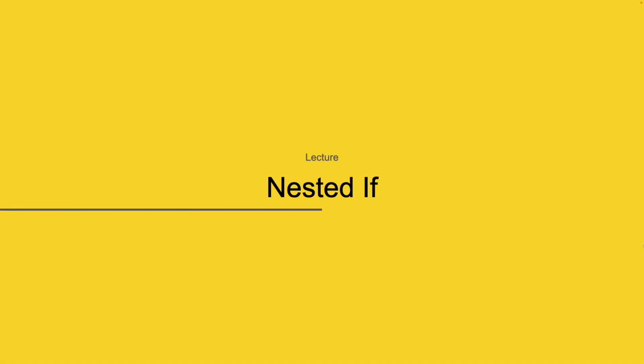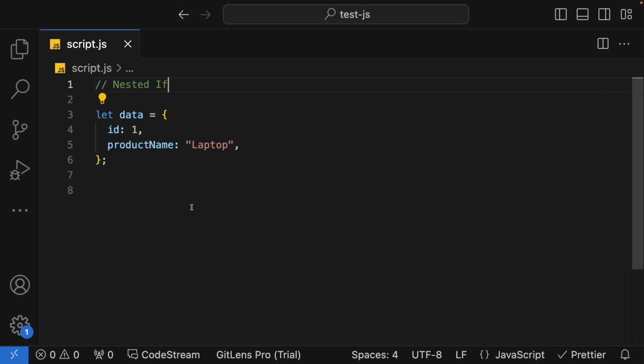Let's try to understand the nested if in JavaScript. We can do any number of nesting levels in JavaScript, but we should restrict it to a certain level. Otherwise, the code will get much more complicated. Let's see a simple scenario where we can use a nested if here.